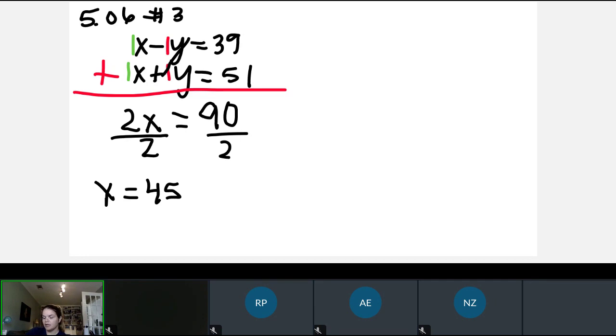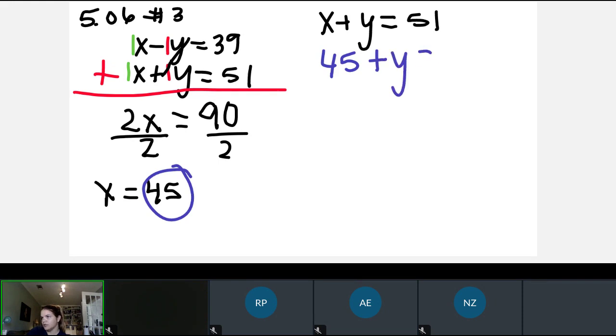All right, so once we have a value for X, now we can plug that number in for X. So Stormy, this is kind of like what you were doing. We can plug it in for X and solve for Y. So my original equation was X plus Y equals 51. But instead of X, I'm going to plug in 45. So 45 plus Y equals 51. And now you're going to solve for Y.